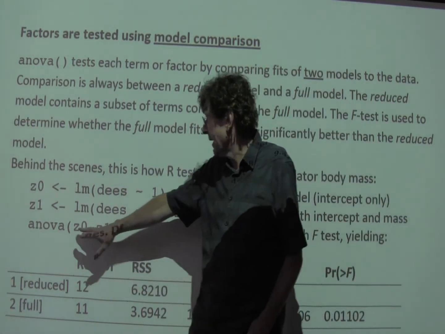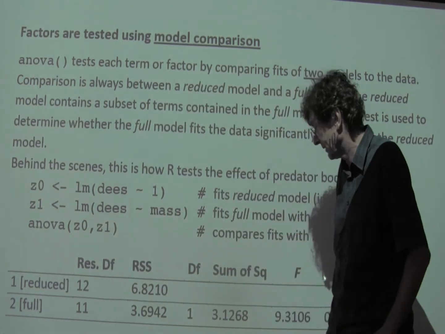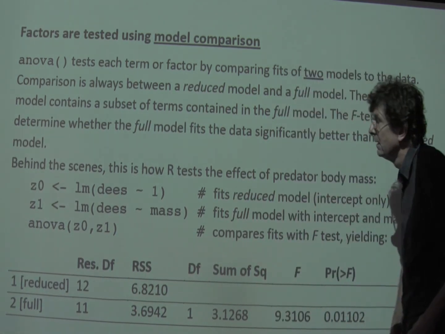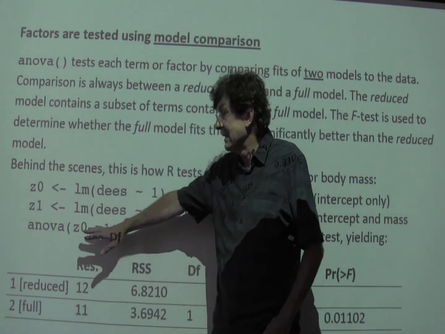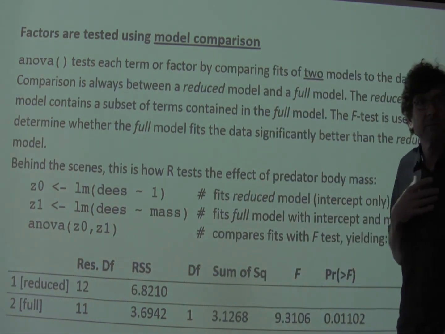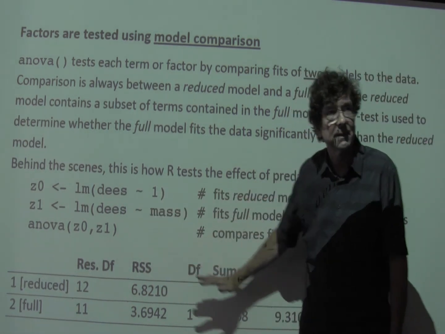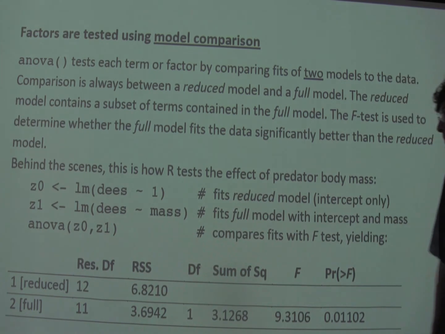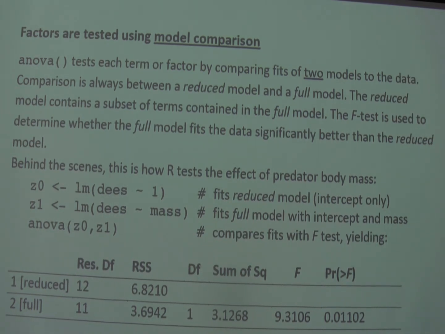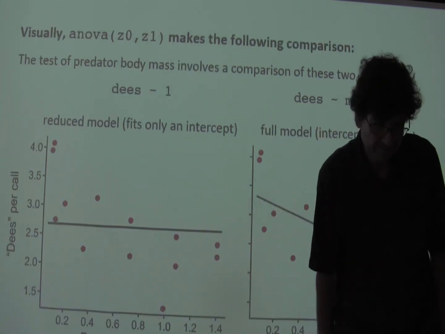And what ANOVA does, if you tell it to compare explicitly those two values, it'll give you the ANOVA table and it'll tell you whether the F-test is significant or not. If you just give it Z, it will exercise its own program of action, which in this case would fit exactly these same two models, and it will tell you whether including mass improves the fit of the model to the data compared to a reduced model, which lacks it.